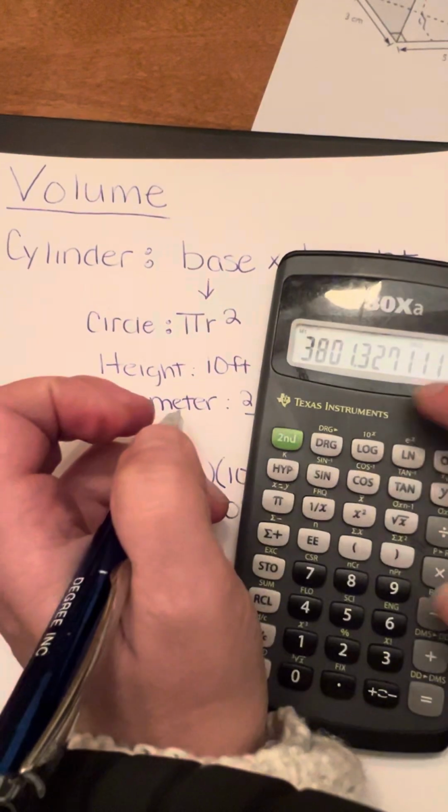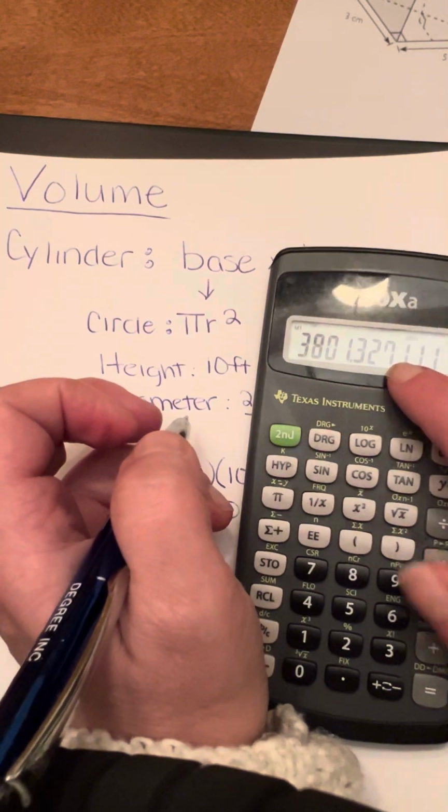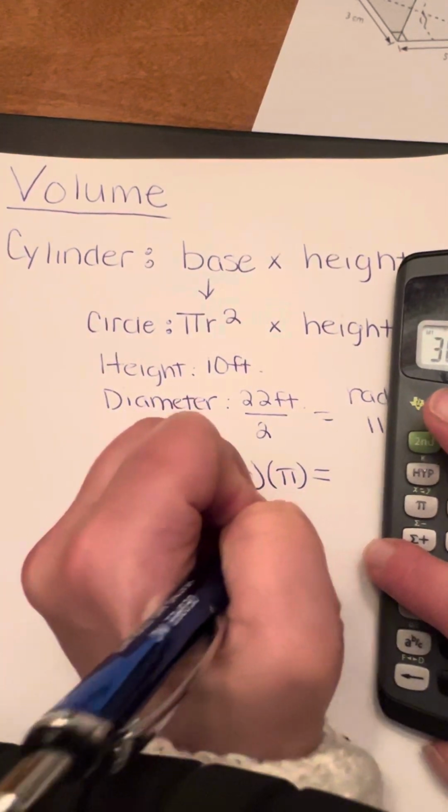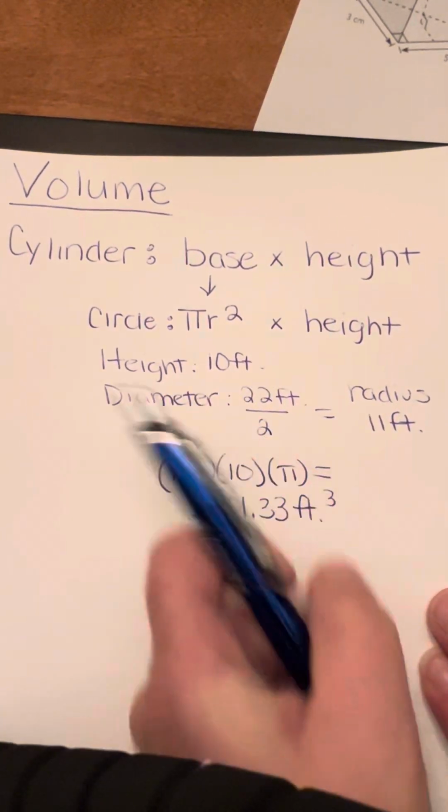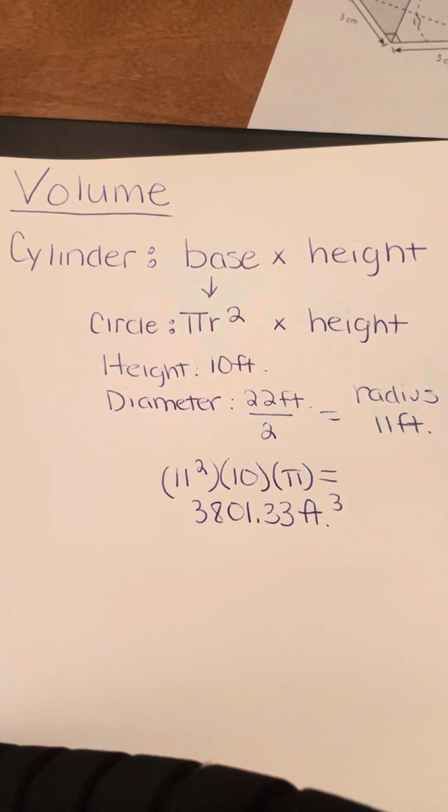So I would go with 3,801.30, and then I'm going to take that 2 and round it up because the 7 is going to round that number up to a 3. We are talking about feet here, so this is going to be feet cubed. And that would be your finalized volume for this particular problem.